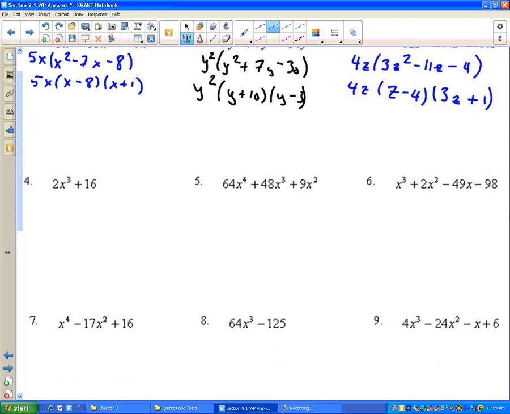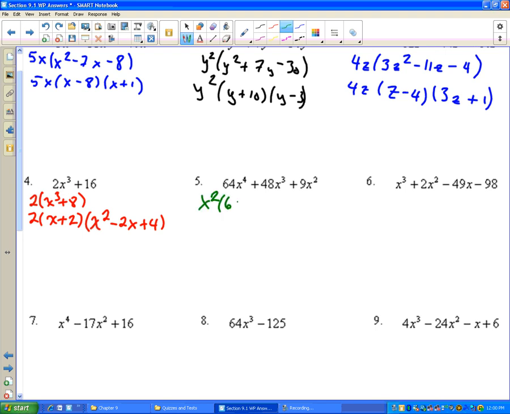Number 4, I can pull out a greatest common factor of 2. So I then have x cubed plus 8. This is a sum of cubes. So this is x plus 2, then it's going to be x squared minus 2x plus 4. And that's fully factored.